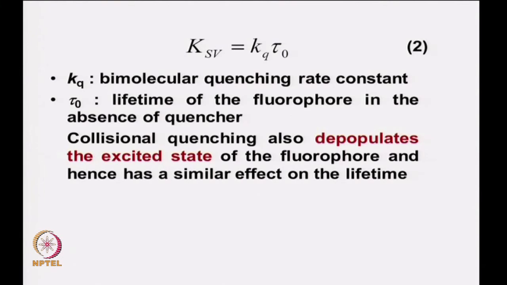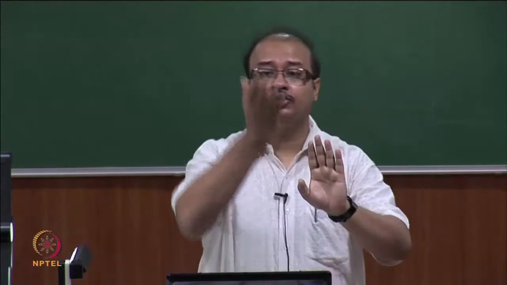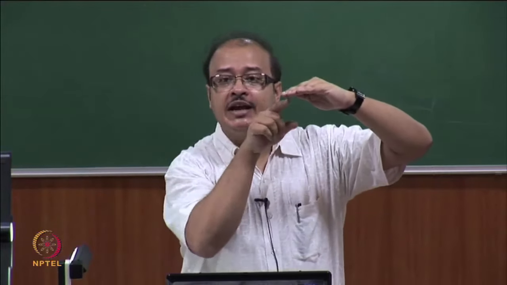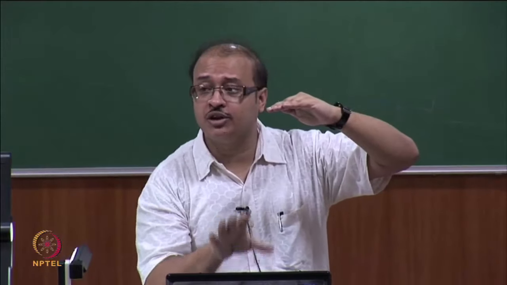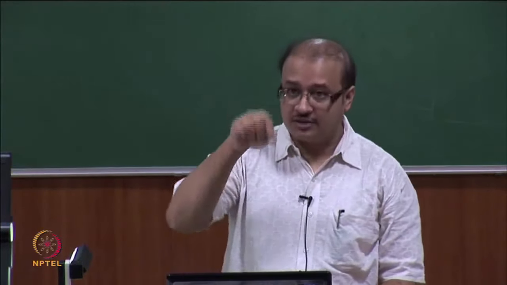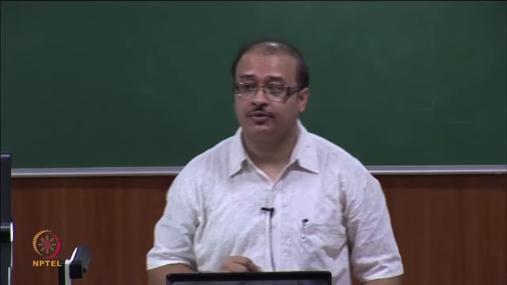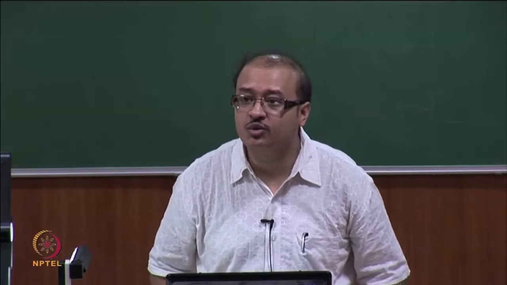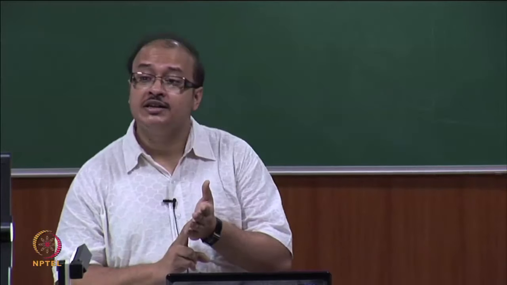So, collisional quenching. Now, why did we bring in this lifetime issue? Collisional quenching also depopulates the excited state of the fluorophore and hence has a similar effect on the lifetime. This is easy to understand. Suppose you have a fluorophore, and you have excited it to the excited state. Now, you have a quencher, whatever the quencher molecule is. The quencher molecule collides. The moment it collides, it de-excites. That means it gives rise to another non-radiative pathway in case of this collisional or dynamic quenching. The moment you have another non-radiative pathway, the fluorescence will decrease, because this quenching process, de-excitation, would add to that KNR, that is K non-radiative, remember what we talked about before in case of lifetime. Hence it would also decrease your lifetime and your fluorescence quantum yield. Hence, you see an effect on lifetime and you also see an effect on your steady state intensity.